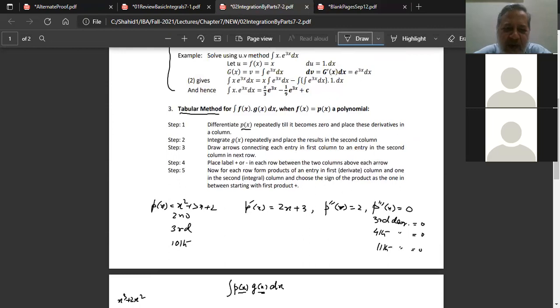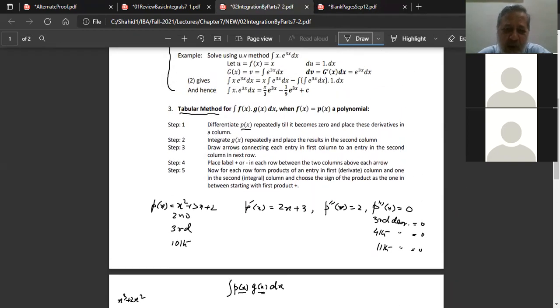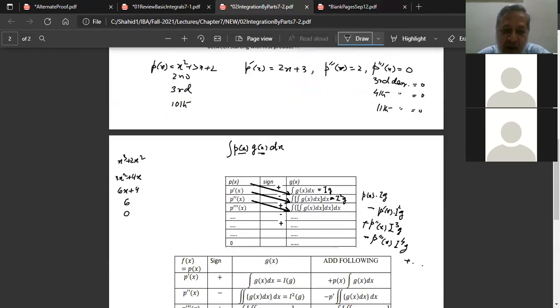So the first step in your table is to repeatedly differentiate the polynomial function until the result is 0 and place these derivatives in a column. The polynomial function, first derivative, second derivative, third derivative until it becomes 0. In the first column you wrote the derivatives of the polynomial function.